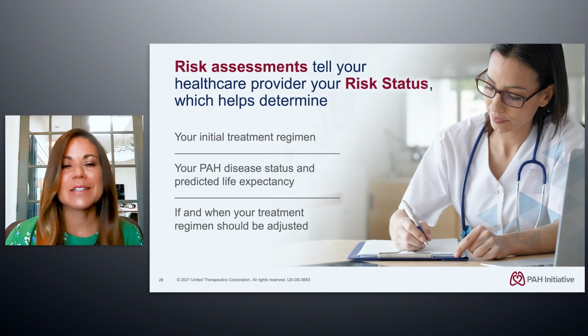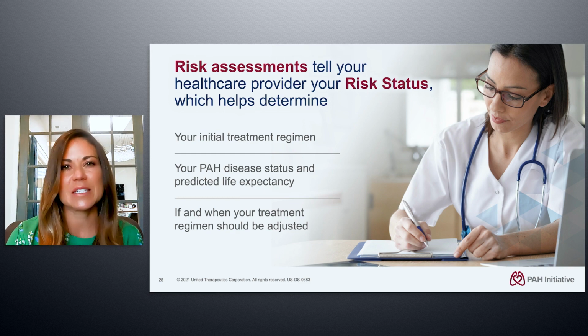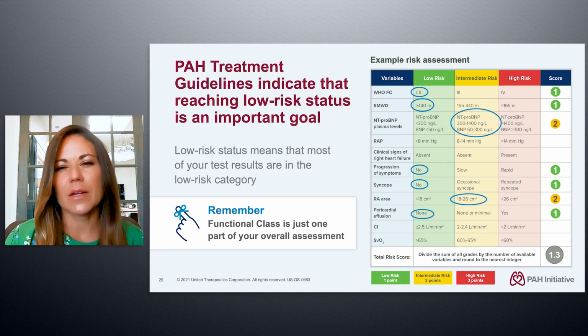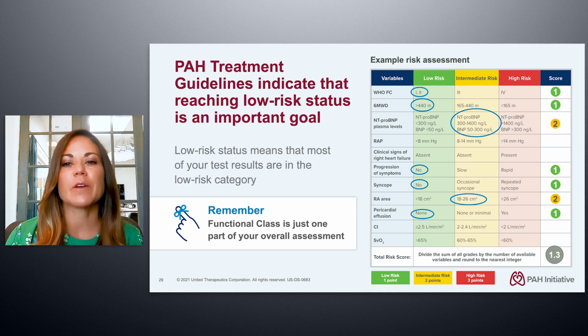So risk assessment tells your healthcare provider what your risk status is, which then helps us determine your initial treatment regimen and also helps us with predicting life expectancy based off of not just the functional class, but all those components that were part of that chart. And then it may help us to determine if and when your treatment regimen should be adjusted. So let's go back to that chart for just a moment. You can see that you may fit into different categories on any given day or at each different clinic visit with your provider.